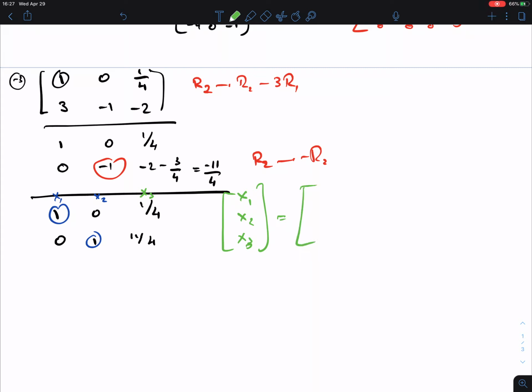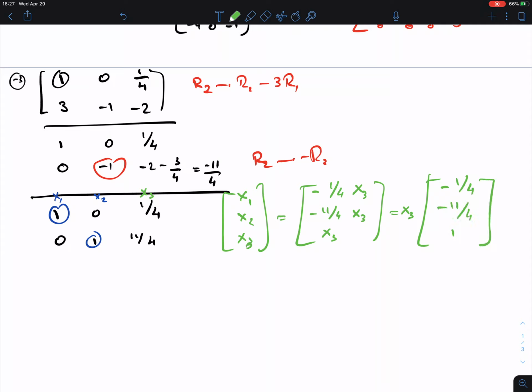x1 is equal to minus 1/4 x3. x2 is equal to minus 11/4 x, not x cubed, x3. Yeah, some people, be careful that you write this. It's not a cube, right? And then x3 is just itself. So we get x3. So there's always indices, not subscripts, not superscripts. So minus 1/4, minus 11/4, and 1.